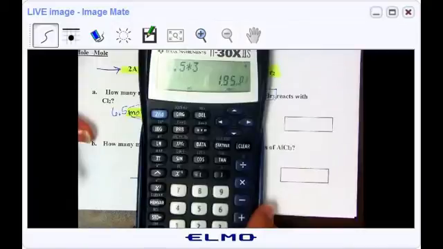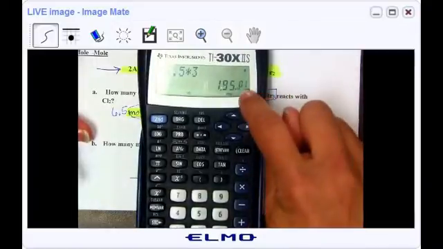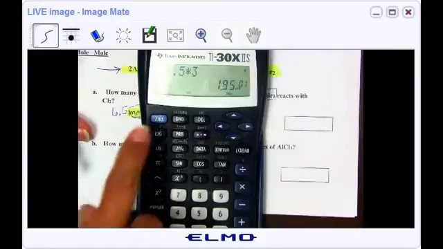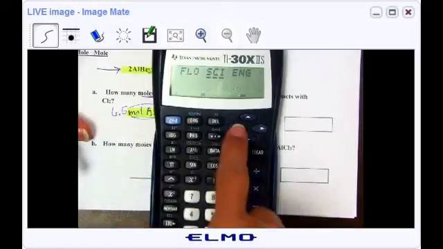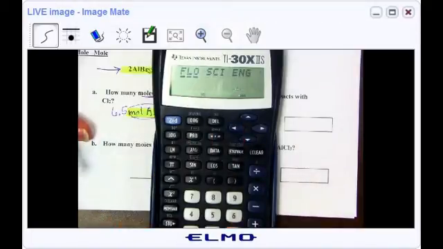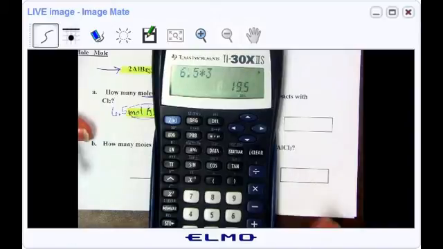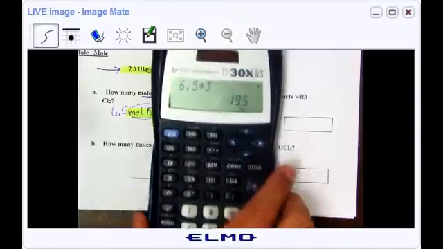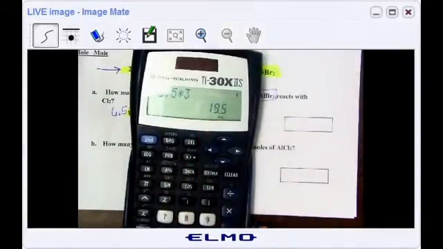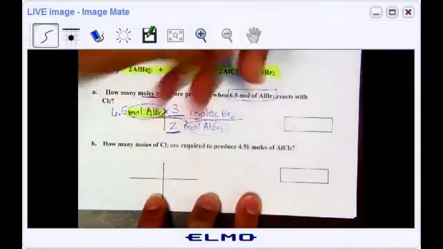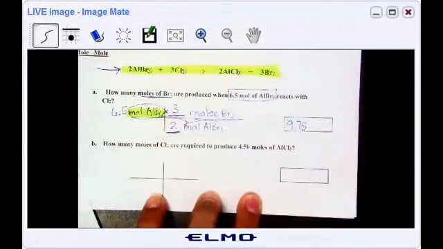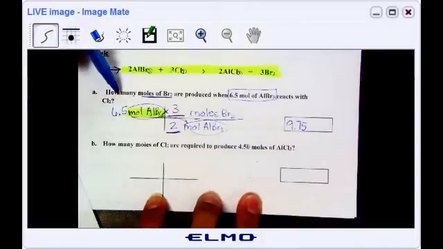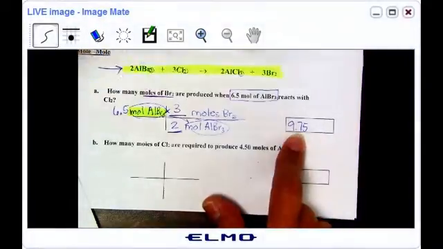If you got an answer like this in scientific notation when you're just multiplying simple numbers, you just hit this button at the top left-hand corner, second, DRG, and you use the arrow to go to FLO, change the mode, and then you hit enter. You need to be comfortable with your calculator in doing that. So 6.5 times 3 equals 19.5. Then you divide what's on the bottom, which is 2. So divide it by 2, 9.75. But 9.75 what? What was I looking for? It's 9.75 moles of Br2.